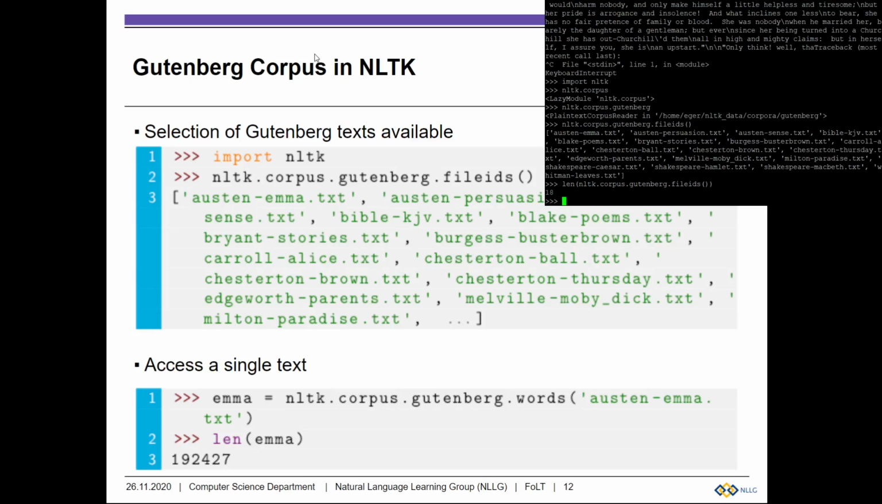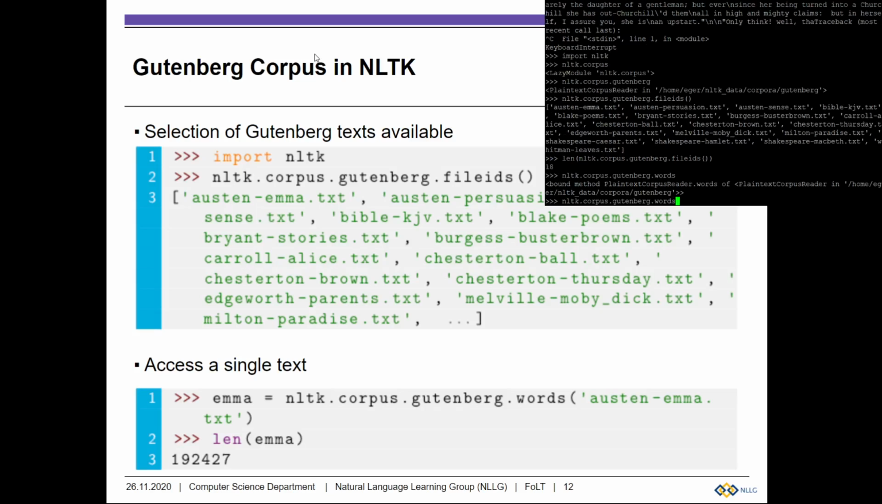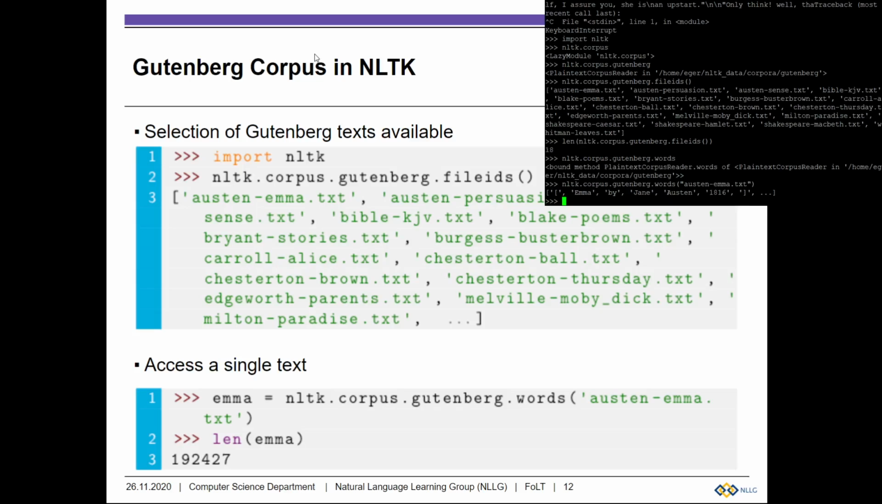Now, how do we access a single text? What we can do is type in the method words, and then we list a specific text that we have in mind, such as austen-emma.txt. This was the first text here. And then you see what it's doing for us. It's listing all the words. So it's giving a list. We can type what kind of object this is.